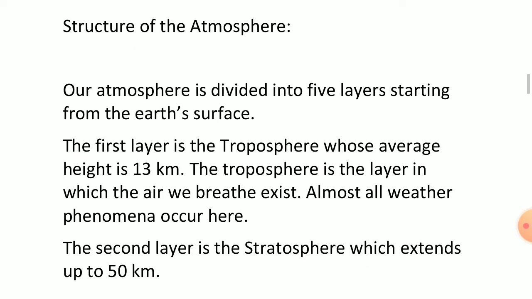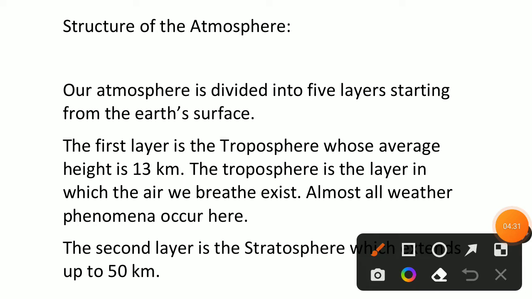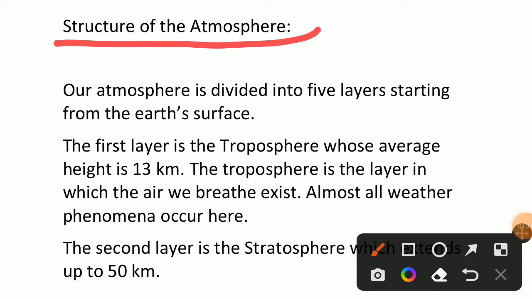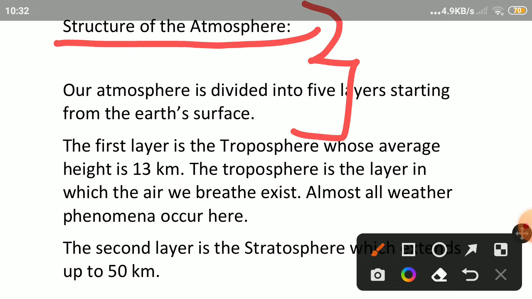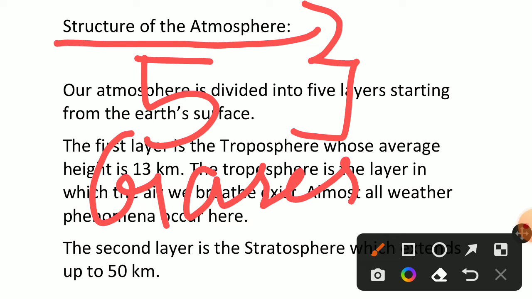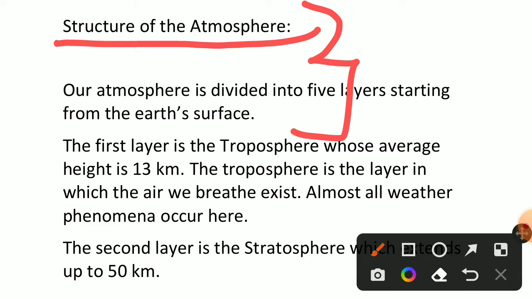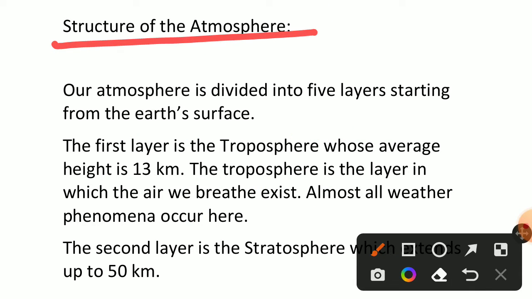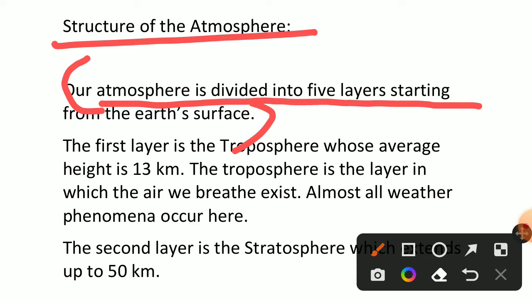Now we are going to see about the structure of the atmosphere. Atmosphere is divided into 5 layers. Okay, it is different from composition of atmosphere. Composition of atmosphere is different from structure of the atmosphere, because composition of atmosphere tells us the gases and the structure of the atmosphere tells about the layers of the atmosphere.